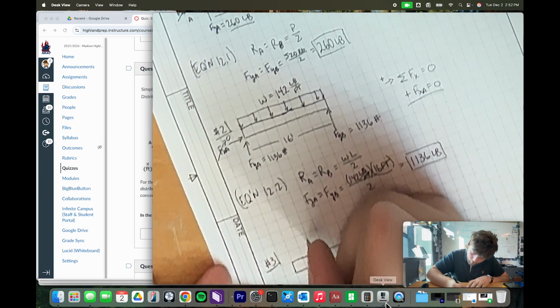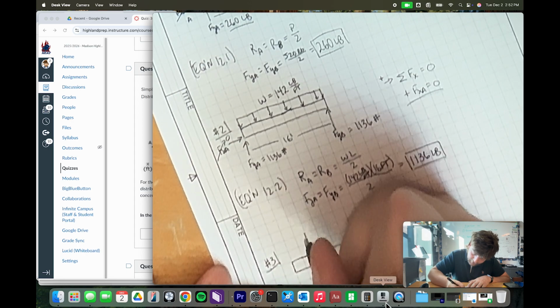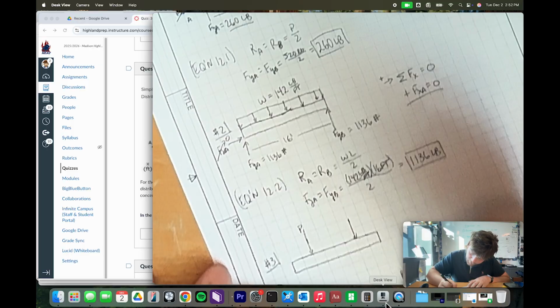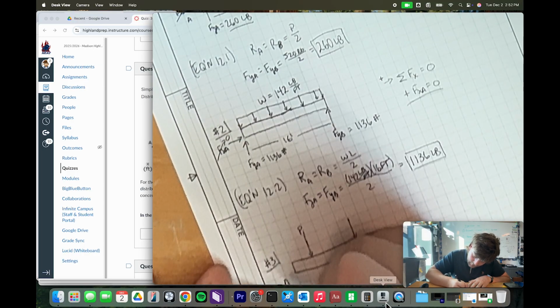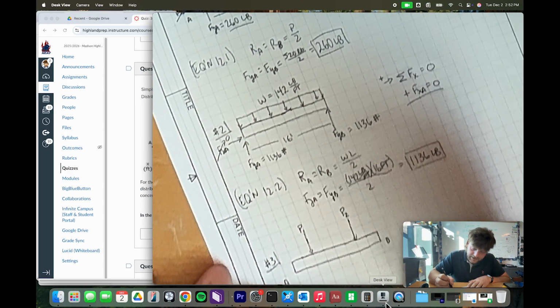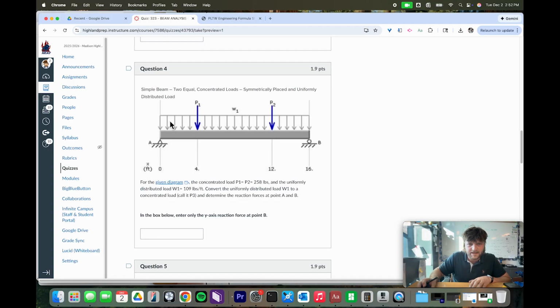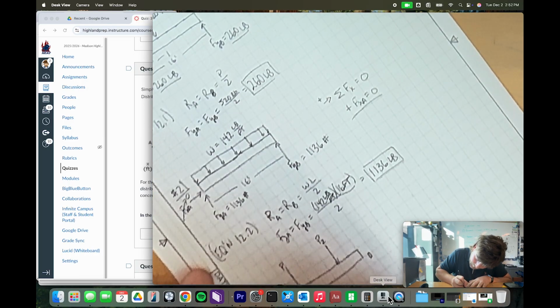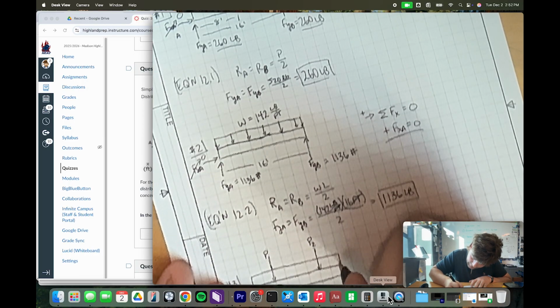I have one of my concentrated forces, and I'm going to drag this out a little bit. P1 there, and then 4 feet away from point B, we're going to have P2. And then remember, we've also got omega in here, or W, which is that uniformly distributed load. So we can go ahead and draw that in too.